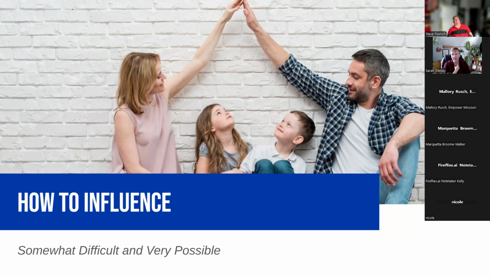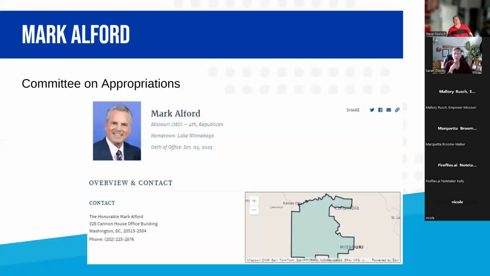First, we're going to talk about how we might influence it as advocates. It's somewhat difficult because it's our federal elected officials and their staff. It is possible, and I have frequently seen success with advocates that I have worked with. In Missouri, the only one of our representatives who is on the Appropriations Committee is Mark Alford. So you should reach out to your own representatives, and also you can reach out to Mark Alford's office and talk to him as a Missouri resident and a person who cares about these things. If you're in his district, even better.